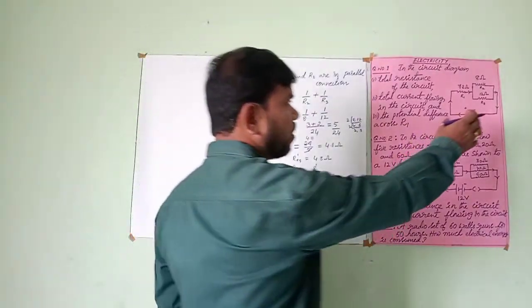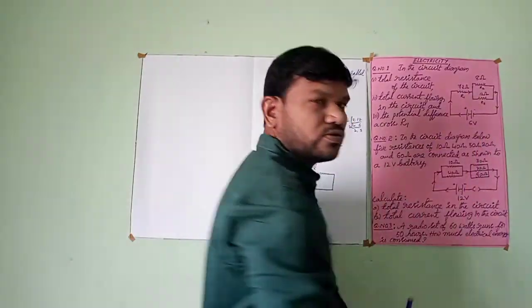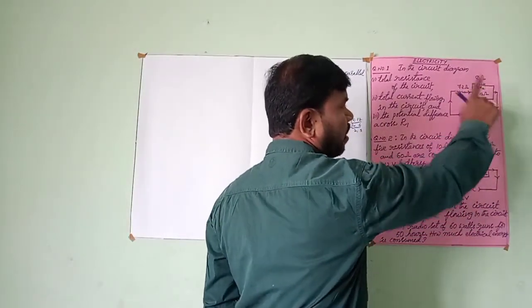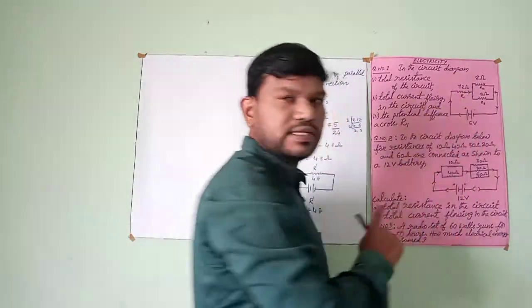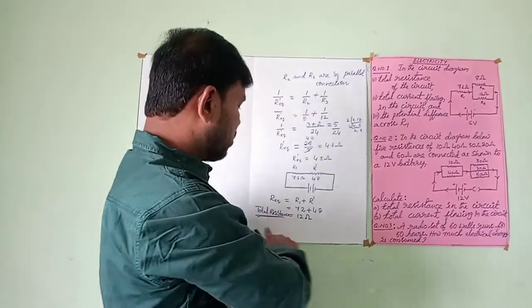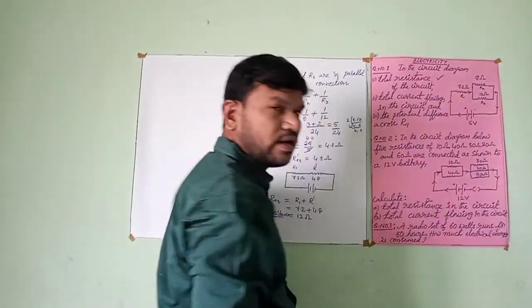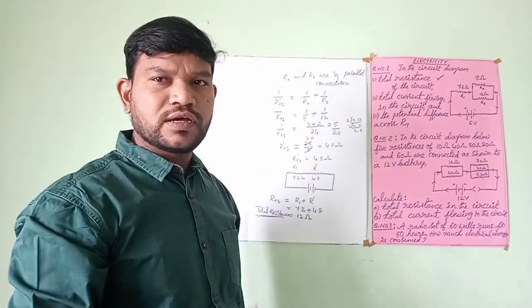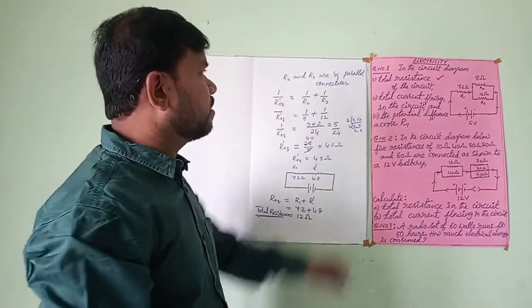Students, in this circuit diagram, of the three resistances, two are connected in parallel, so we took the resultant resistance of R2 and R3. After that, R1 and R dash are in series, so we got the total resistance. So we solved the first one, the total resistance based on the diagram. Is it clear, students? Now the second question: the total current flowing in the circuit.